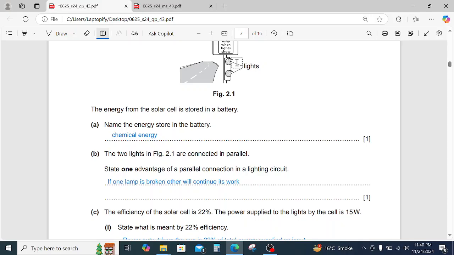If on the other hand you connect different electrical devices in series, in that case if one lamp or one device is damaged, then the rest of the devices will not work. Okay, so this is the difference between series and parallel combination.